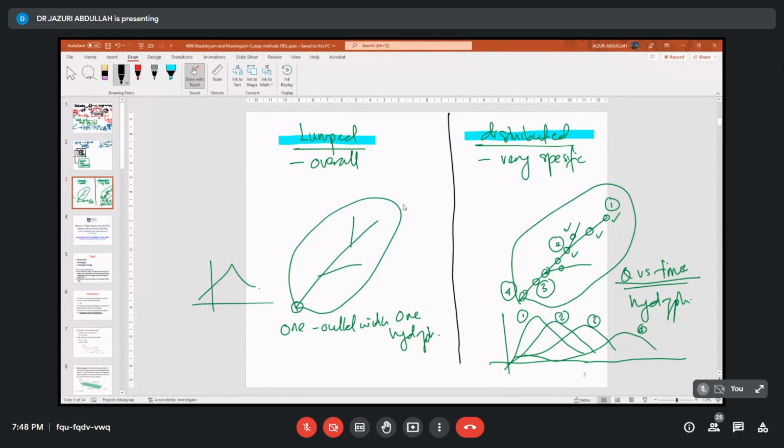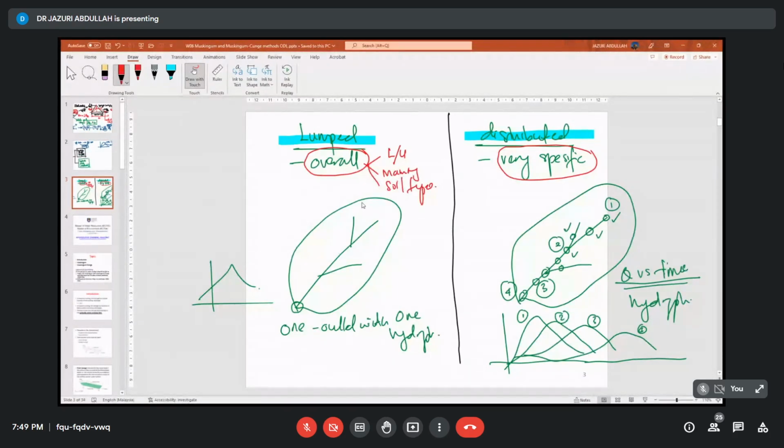Okay, so secara overall, bila saya beritahu sebagai overall dengan very specific ni, meaning that the whole catchment will only have one land use, one Manning roughness, one soil type. Okay, so this is the things yang akan berlaku secara overall.